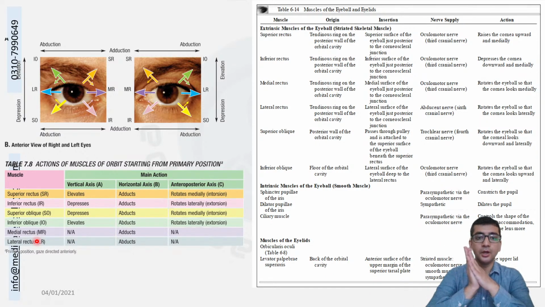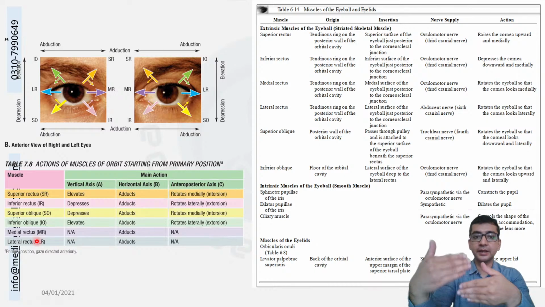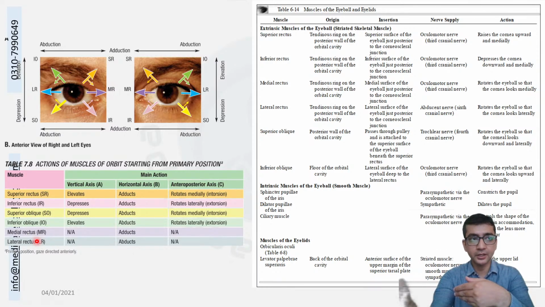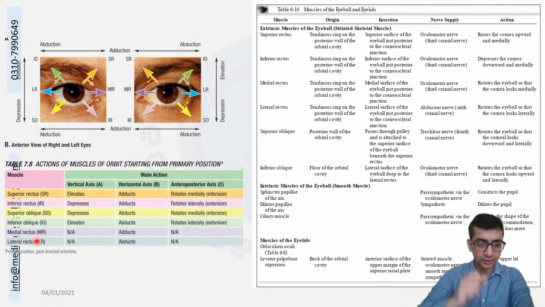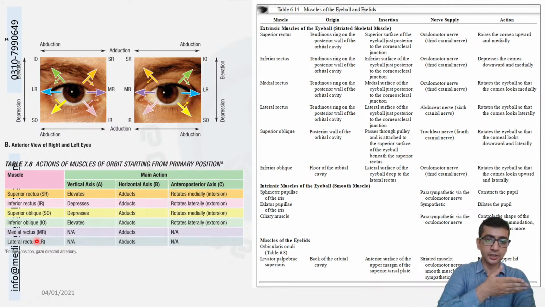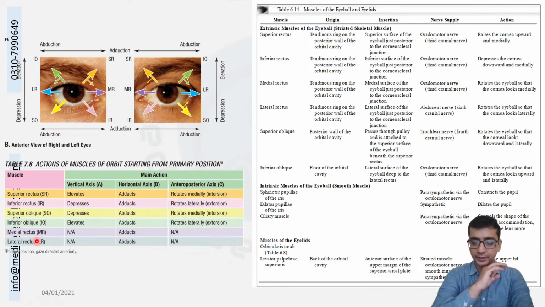About the insertion, all four recti are inserted anterior to the mid-half, anterior to the equator, on the surface as demarcated by their name. Superior rectus will attach to the upper surface anterior to the equator, and so on and so forth for the medial, the lateral, and the inferior. And both of the obliques are attached on the posterior half of the eyeball, posterior to the equator, on the surfaces indicated by their name. Superior oblique will be attached on the back of the equator, on the upper surface, on the superior surface of the eyeball.